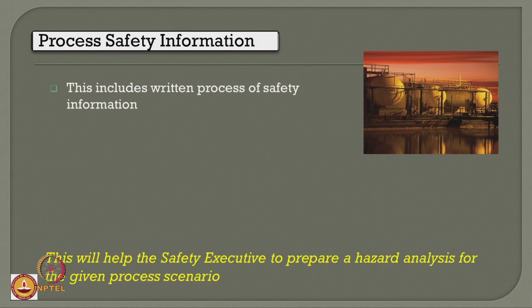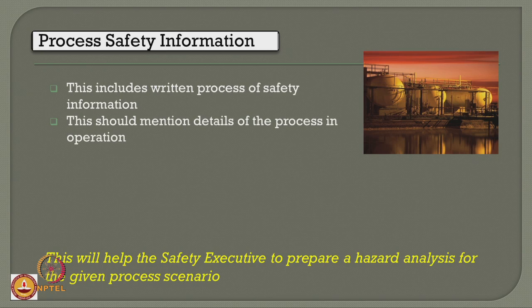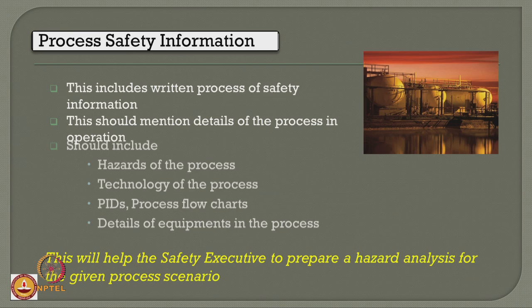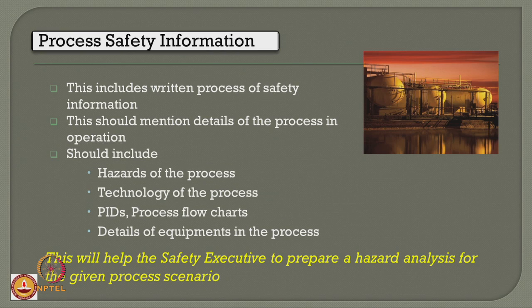If you look at the process safety information, which is a written document containing the safety information of the entire process system, this should mention the details of the process in operation. It should include hazards of the process, technology of the process, process instrumentation diagrams, which we call PIDs, and process flow charts. It should also show details of equipment involved in the process. Most importantly, ladies and gentlemen, nicely well documented process safety information will help the safety executive to prepare a hazard analysis for a given process scenario.